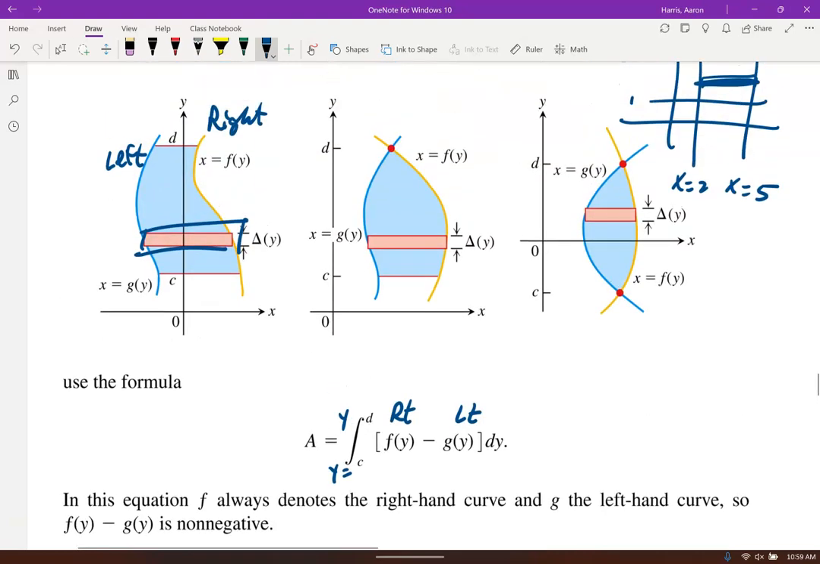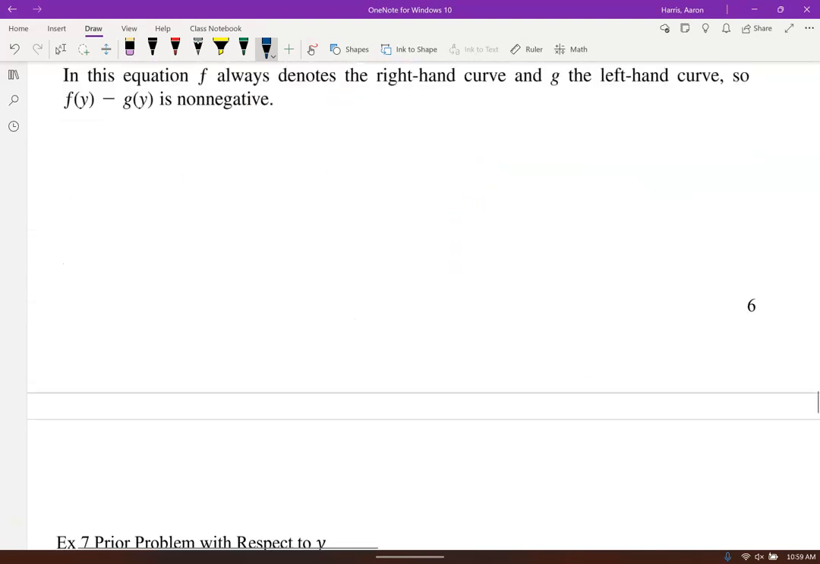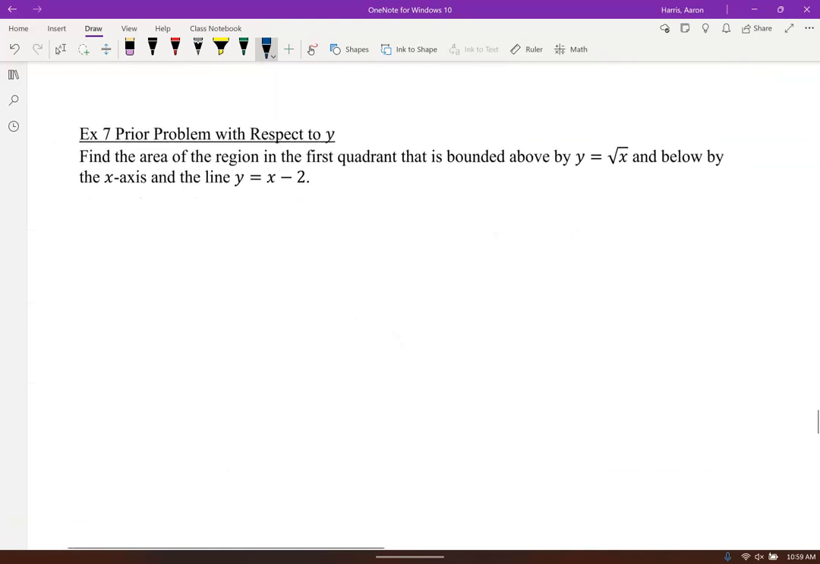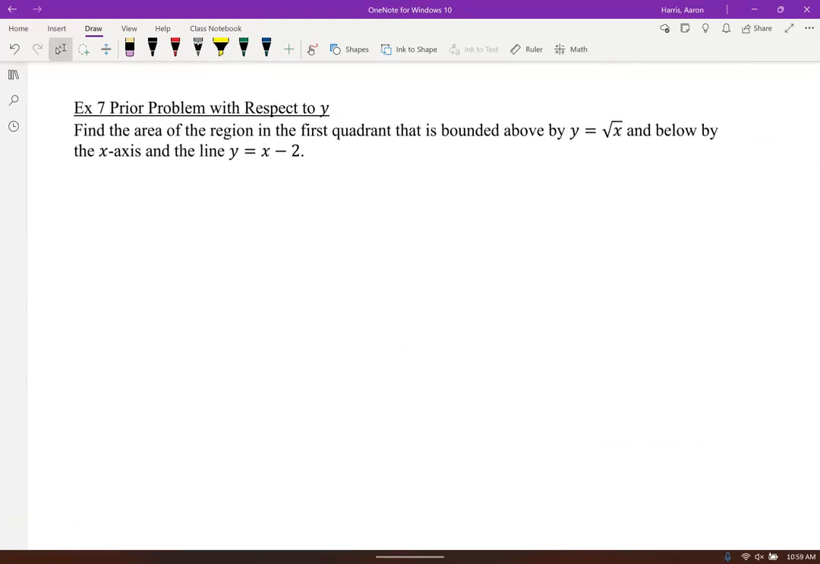So y being c to y being d, whatever c and d is, right? And you're summing up all these rectangles. That's what we're doing with the integration, right? We're summing all these things up, doing that limiting process. So right minus left from y equals c to y equals d. So let's go back and actually do that same exact problem.